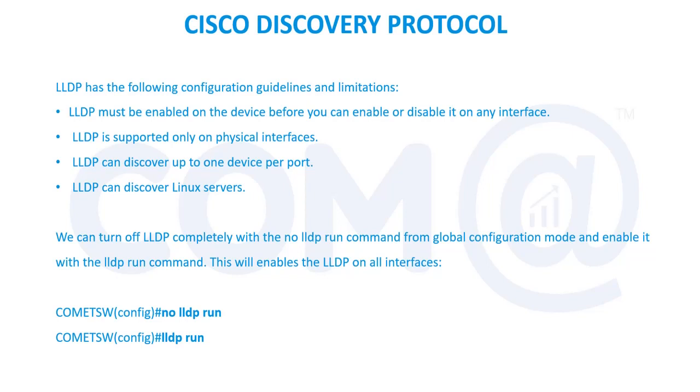LLDP can discover Linux servers. So even if it is connected with a Linux server via your Ethernet port, it can identify the details about the server. So we can completely turn off LLDP with the no lldp run command. So that will close the services in the router. And to enable, you can use the command lldp run, right?